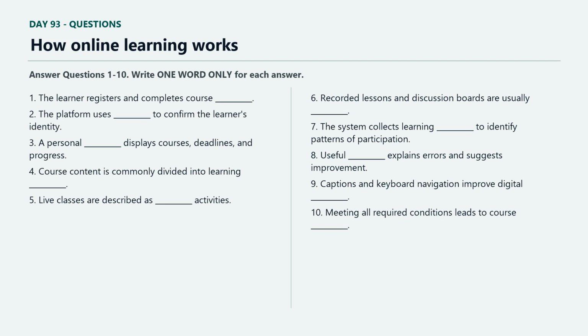Asynchronous activity does not require everyone to participate simultaneously. Recorded explanations, readings, self-paced exercises, email, and discussion boards are common examples. Learners gain flexibility and time to reflect, but delayed communication can slow clarification and reduce a sense of connection.